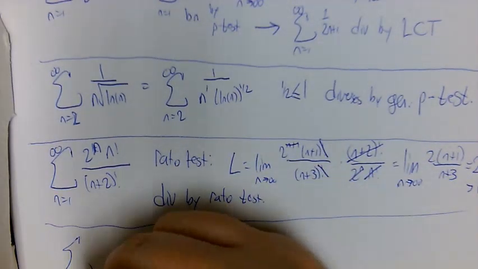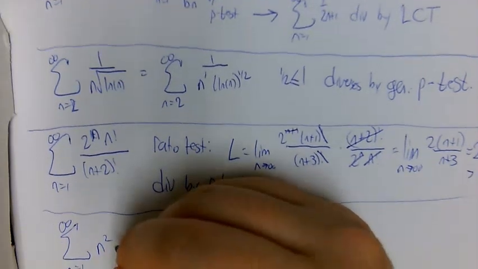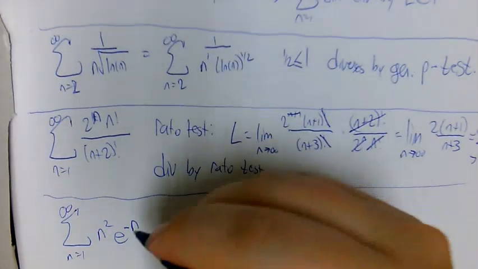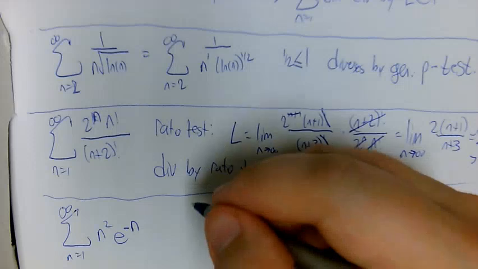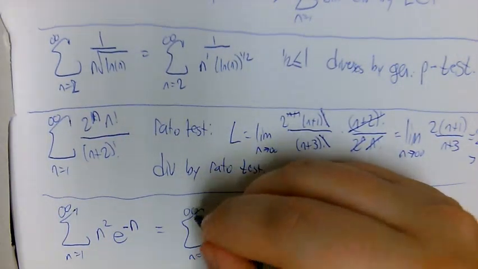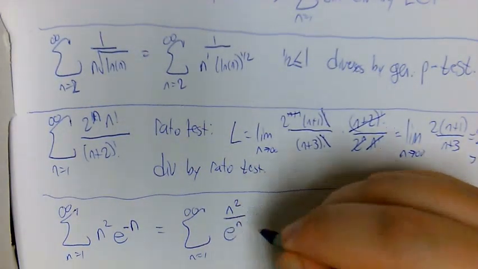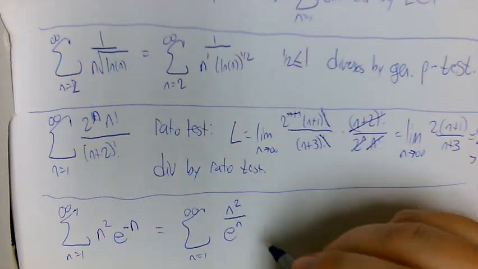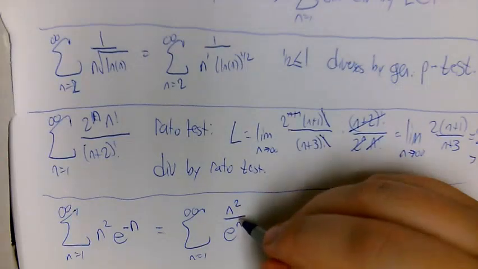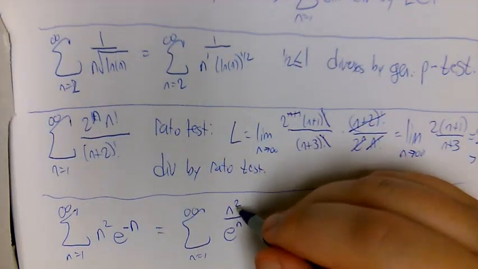Next one that we have, the sum from n equals 1 to infinity of n squared e to the negative n. All right, so what I'm going to do here is rewrite this as the sum from 1 to infinity of n squared over e to the n. Now, this has got me thinking, this will probably end up converging because my exponential function is going to end up dominating my n squared here.